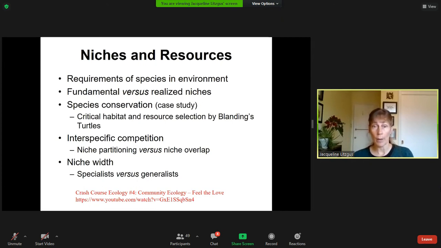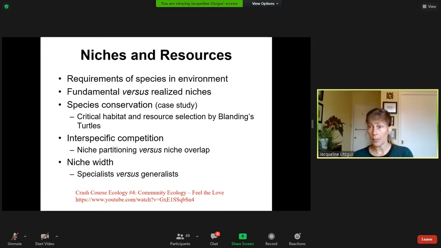So niches and resources, right? Niches are the requirements of a species in the environment, sometimes defined as the role of the species in its environment. We talked about fundamental versus realized niches. Fundamental is what's possible, but realized is what the animal uses. Usually that's dictated by biotic factors like competition or parasites. The fundamental niche is typically dictated by abiotic factors, and then the realized niche is what happens when the biotic factors kick in. That's often how it plays out.